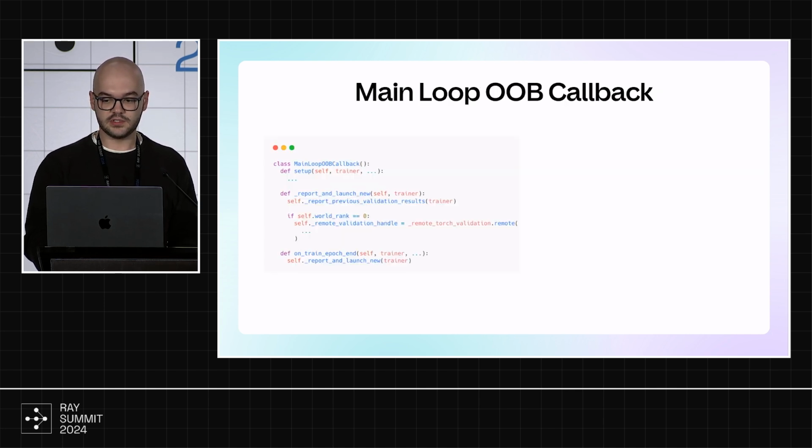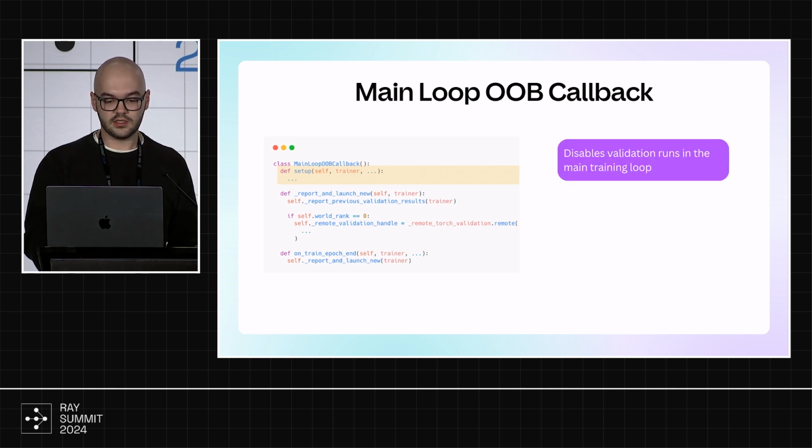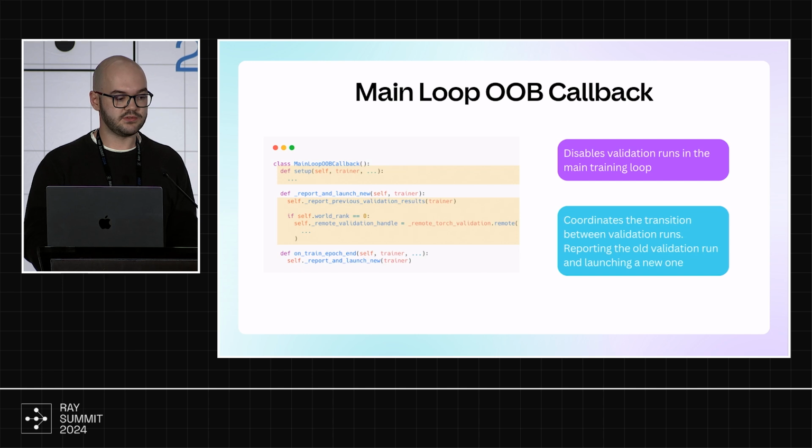And finally, how this looks in the code. So we have the MainLoopOutOfBandCallback. It's a standard PyTorch Lightning callback. We had a setup method, which is executed only once during the training start. And there we want to disable the validation runs in the trainer. So that's something that we do for our users so they don't have to think about this. And then in the on_train_epoch_end hook, we use this report-and-launch-new function, which coordinates the transition between validation runs. So it reports the old validation run, and after that launches a new one.